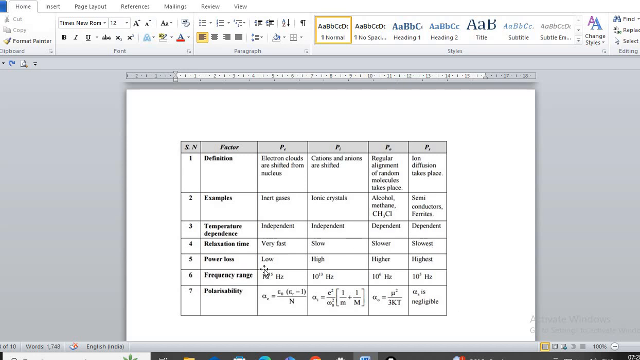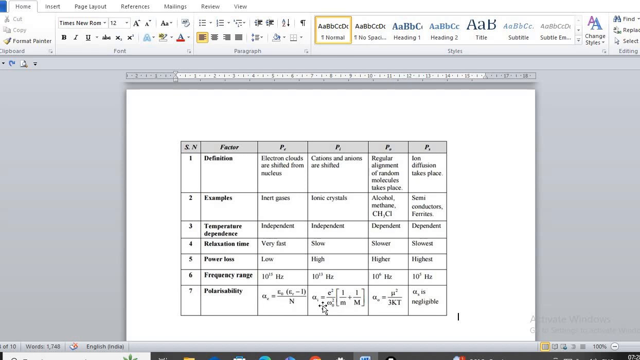Power loss is minimum as we are directly interacting with the atoms. But as we move with the dipoles and the total cluster, the losses will be very, very large. The frequency range, this is given, obviously here we need the frequency range, this will be higher, and here the frequency range is the minimum one. And the relation, the polarizability, I have just mentioned what the polarizability is.